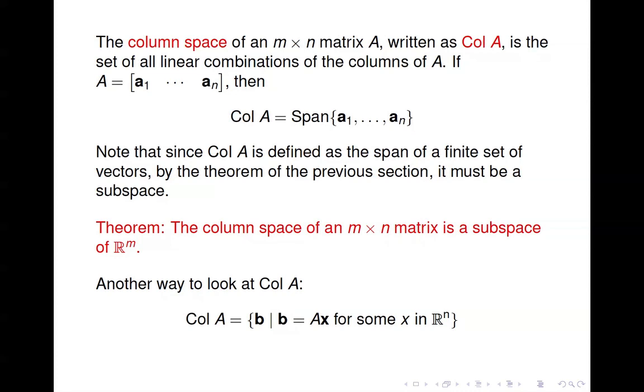Another way to look at the column space of A is to write it as the set of all b such that b is equal to A times x for some x in Rn. Because when you multiply A times x, you're simply taking a linear combination of the columns of A.